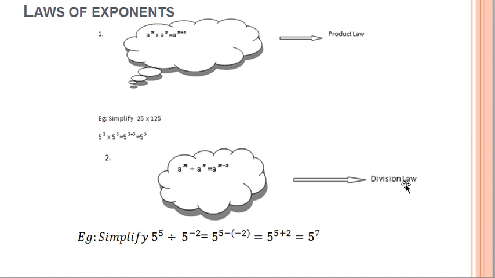Second law is the division law. It's a to the power m divided by a to the power n. So when I'm dividing with the same bases, powers need to be subtracted. It's a to the power of m minus n.